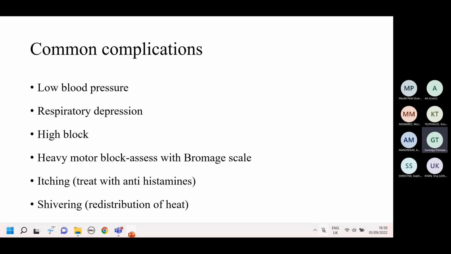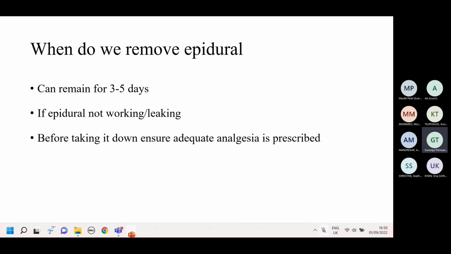Okay, then as you all know, these are common complications, so I can go quickly: low blood pressure, respiratory depression, and, as already mentioned, itching and shivering, which can be treated with antihistamines. So go to the next slide.